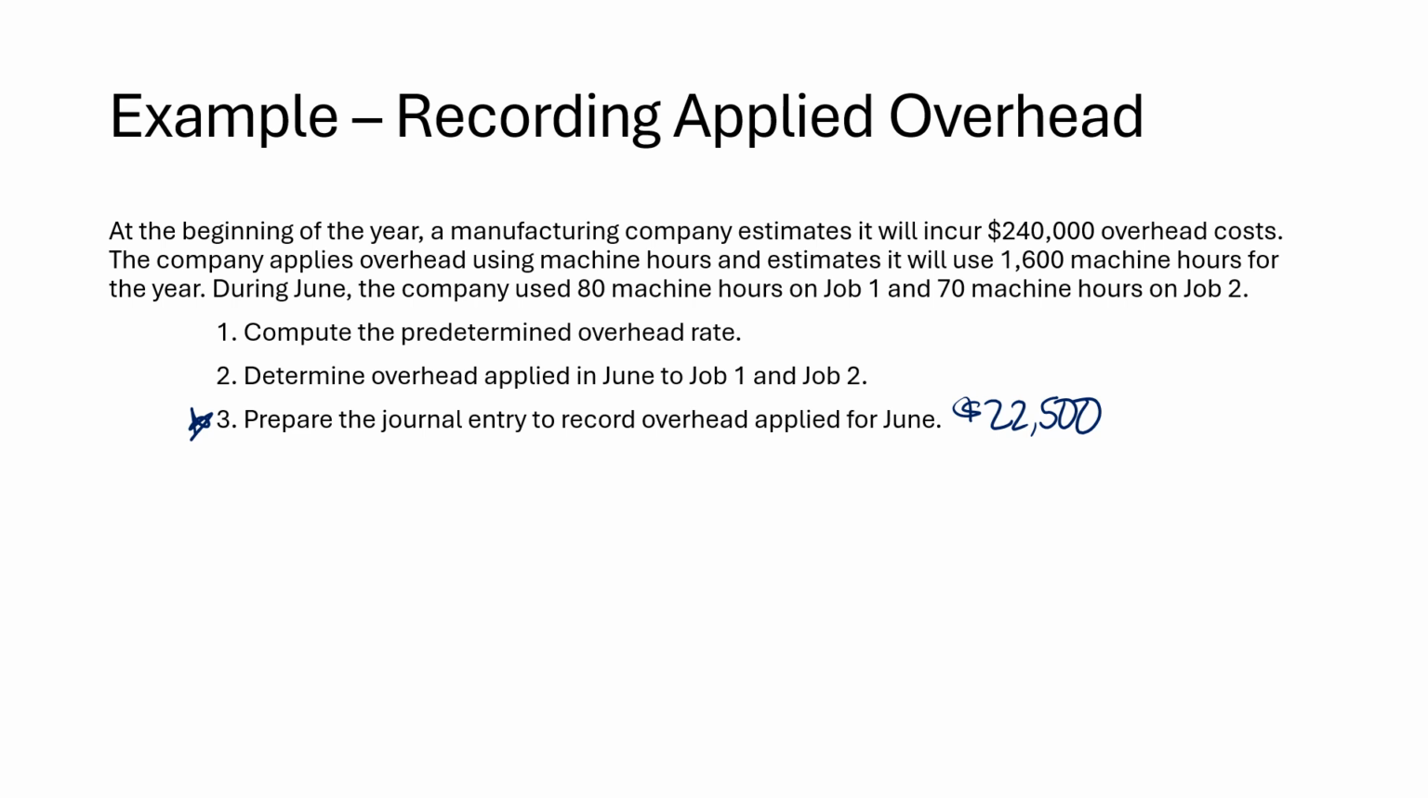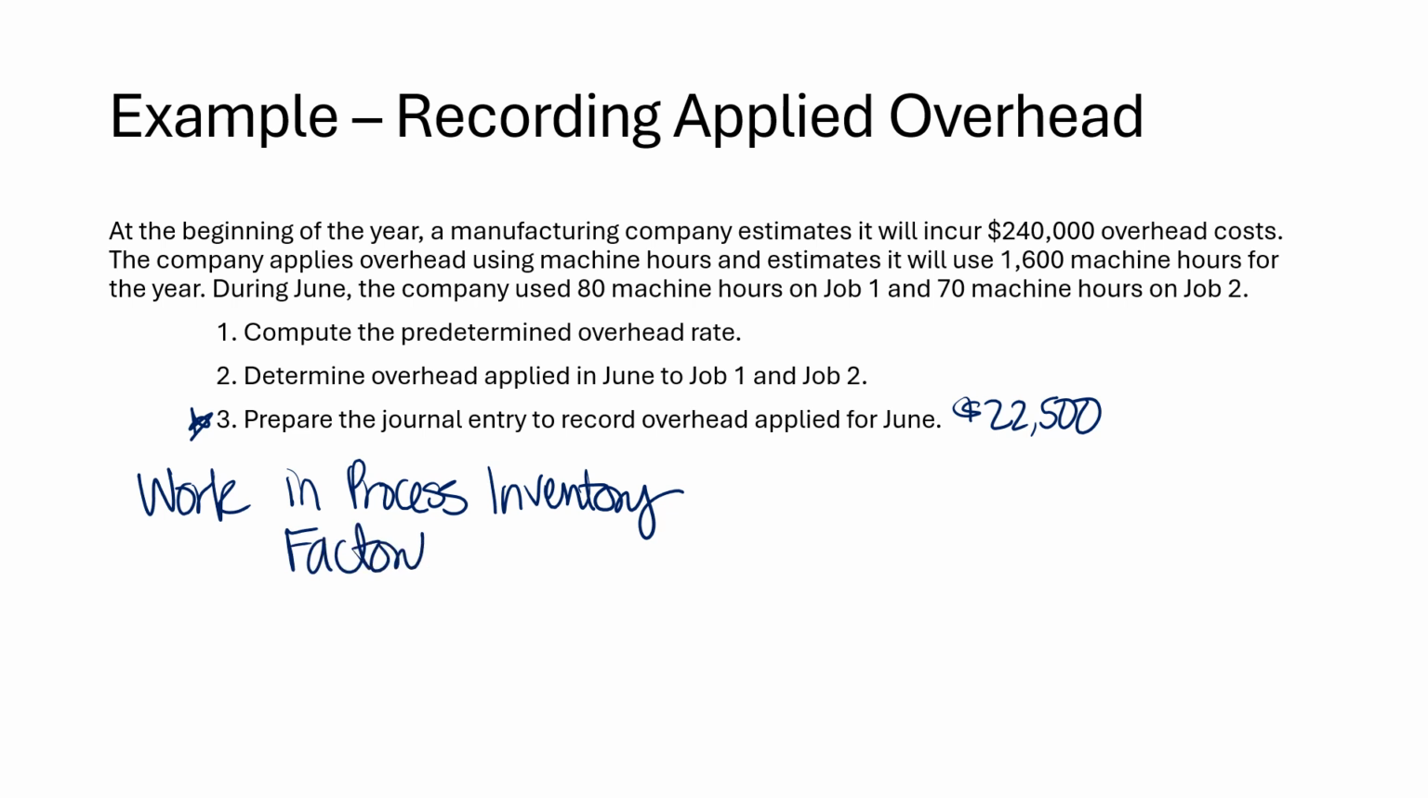So the journal entry to do that is a debit to work in process inventory. And a credit to factory overhead. And the amount is $22,500. And that is how applied overhead is recorded.